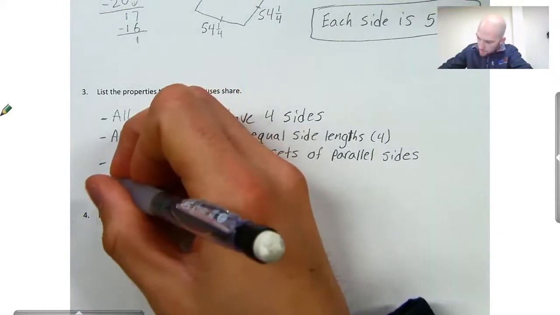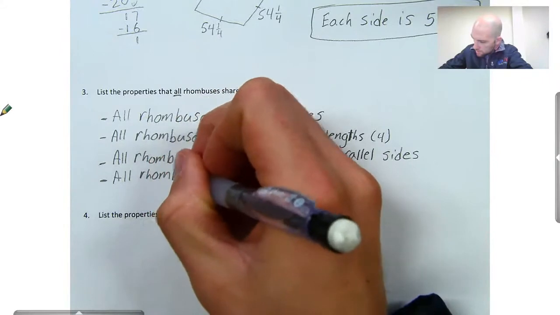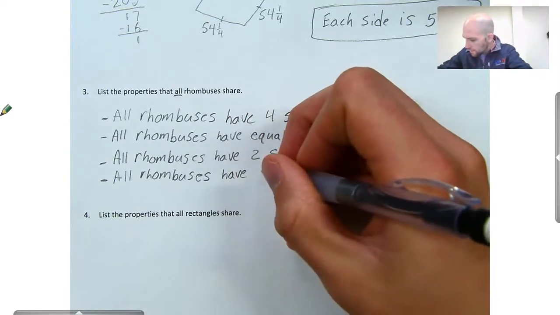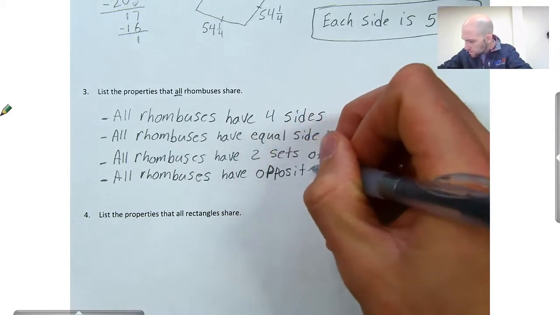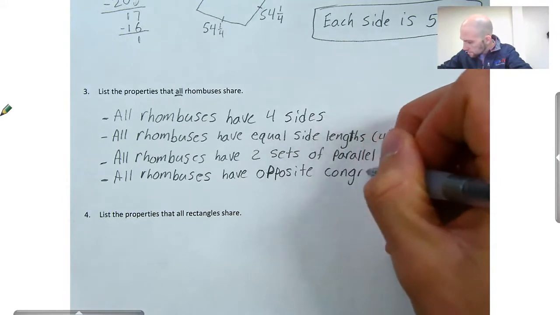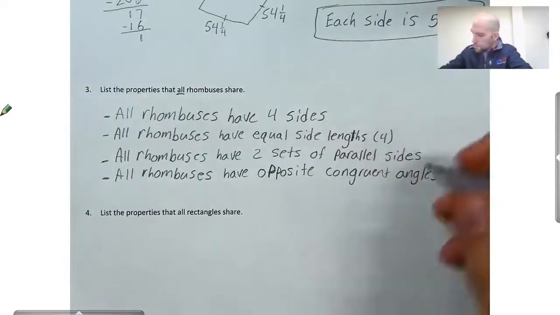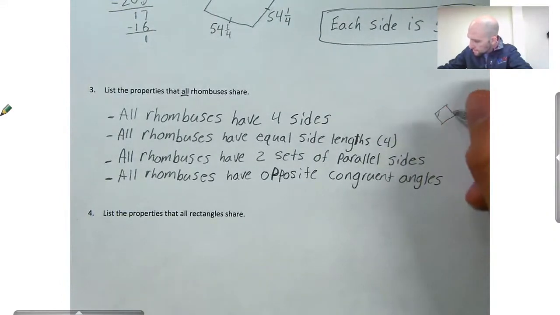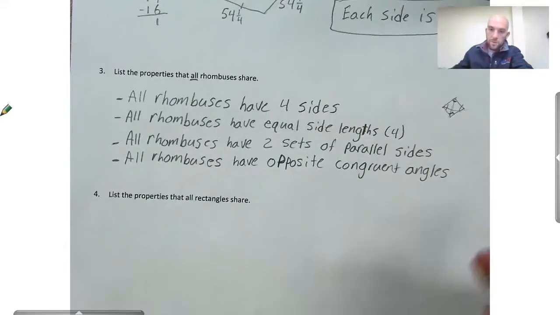And also include that all rhombuses have opposite congruent angles. So if I have a rhombus, this angle and this angle need to be the same, and this angle and this angle need to be the same. So the opposite angles are going to be the same measurement. Those are going to be congruent angles.